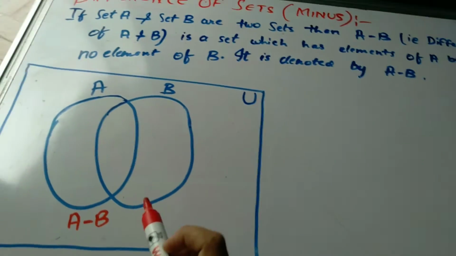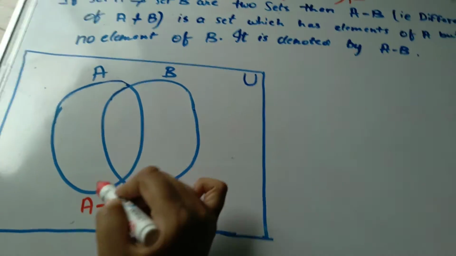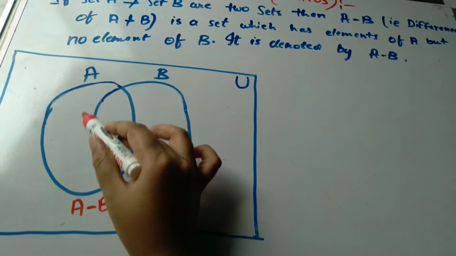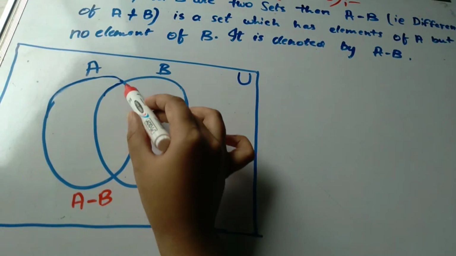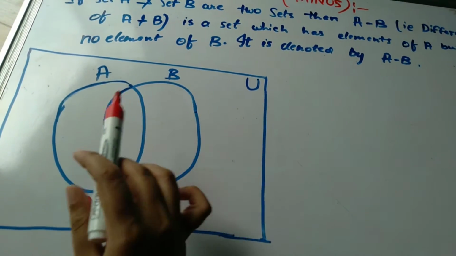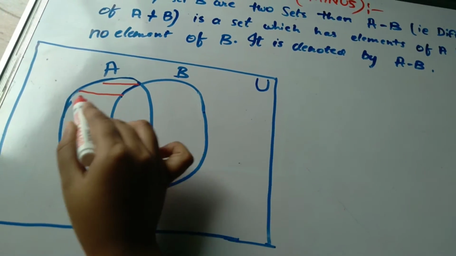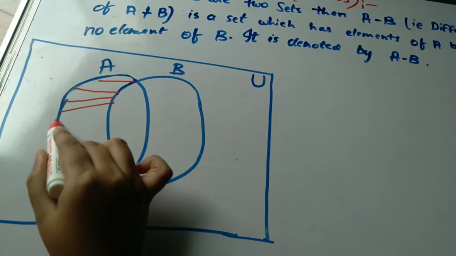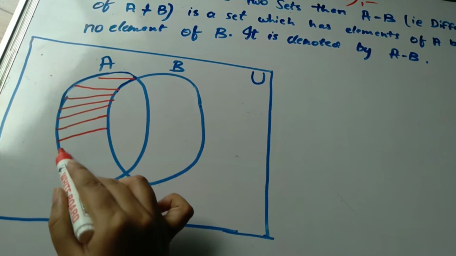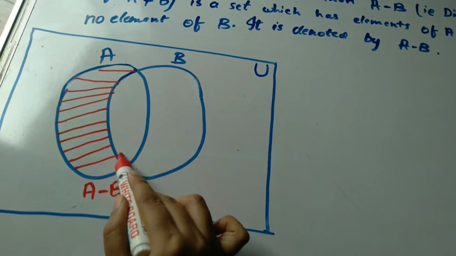If we find the difference of A minus B, what we are actually doing is we are taking set A and taking out all the elements of set B from A. The common elements we are taking out, the elements of B which are in A, we are taking out those elements and keeping only A elements, that is this part. This part is A minus B. What is A minus B? A minus B must contain only the elements of A. We have to take out all the elements of B.